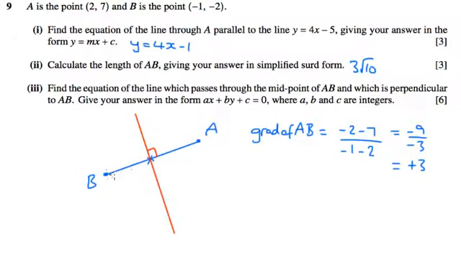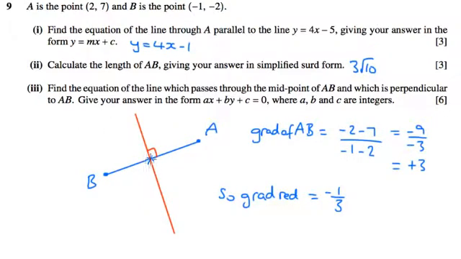The reason I wanted to know that is because the gradient of our red line is perpendicular to it, so the gradient for the line that we want is going to be the negative reciprocal of 3, so that's negative 1/3. So we've got the gradient sorted.